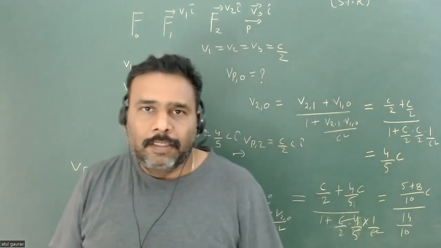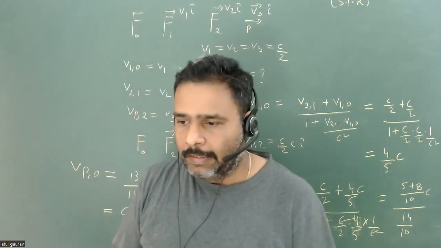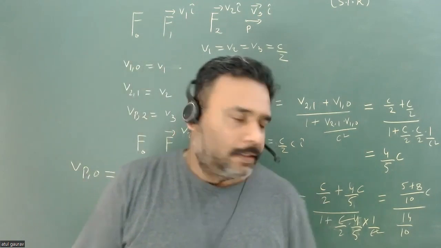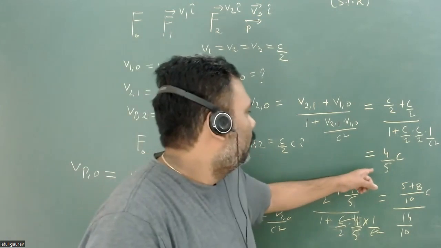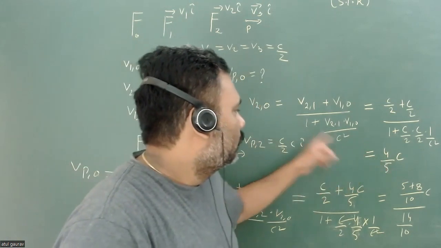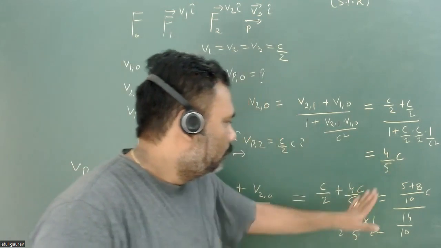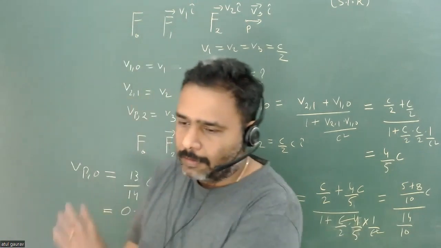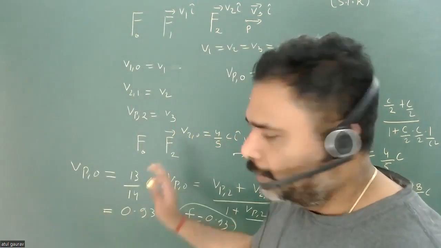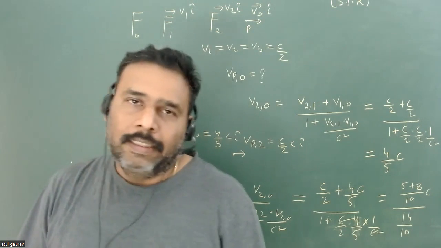So it's a very fundamental question, a very nice problem, and you have to just practice this one. And yes, the velocity of 2 with respect to this is 4 upon 5c. So if the calculation is correct, then this value is basically the answer.